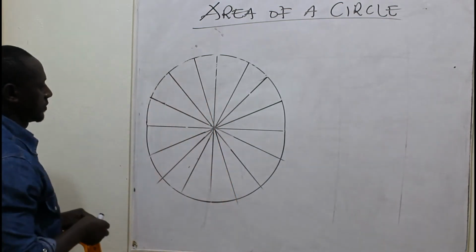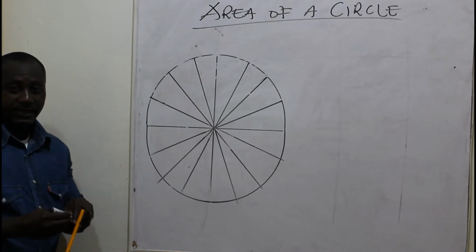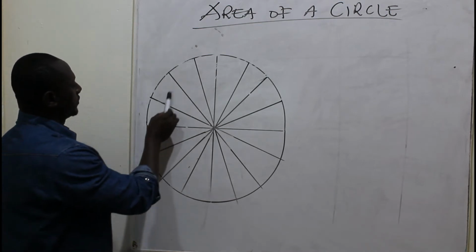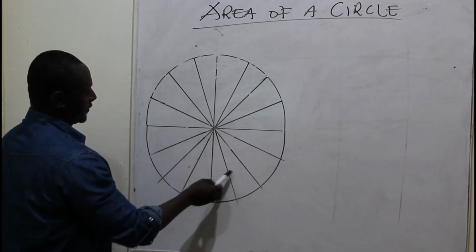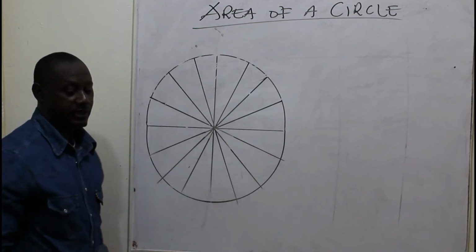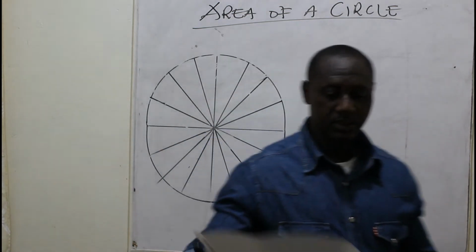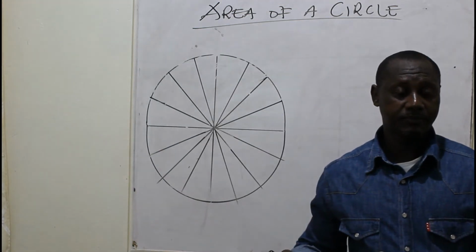So let's count the number of sectors that you are going to have. 1, 2, 3, 4, 5, 6, 7, 8, 9, 10, 11, 12, 13, 14, 15, 16. So like I did, we are going to get 16 sectors.